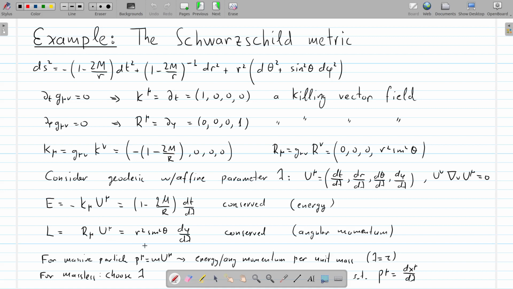Now, if we have massive particles, then their 4-momentum is their mass times the 4-velocity. So actually in that case, what we have written here as E and L are energy and angular momentum per unit mass. In the case of photons, what we usually do is we choose the affine parameter so that dx d lambda is the momentum of the photon. So in that case, we actually talk about energy and angular momentum.